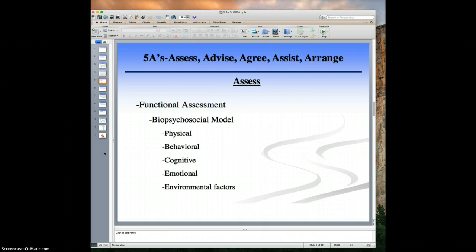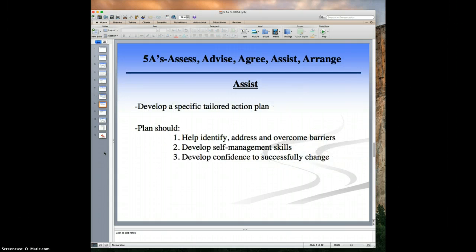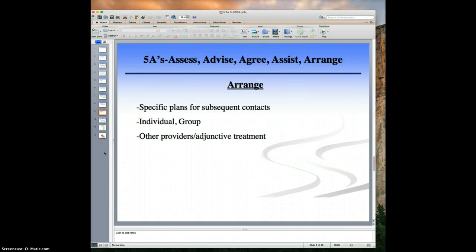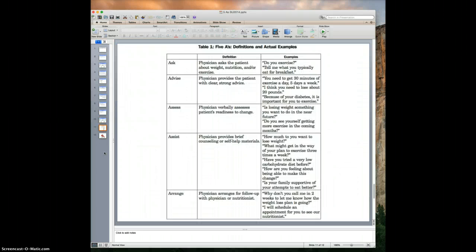And the rest of the PowerPoint essentially goes through each one of these components. And what I'll do is I'll send this to you and you can have access to this as you try to understand each one of these. So here's an example of asking the patient about weight, nutrition, and exercise. More specifically, this is how do you use the 5As to walk a patient through exercise and nutrition and incorporating both of them into their lifestyle.